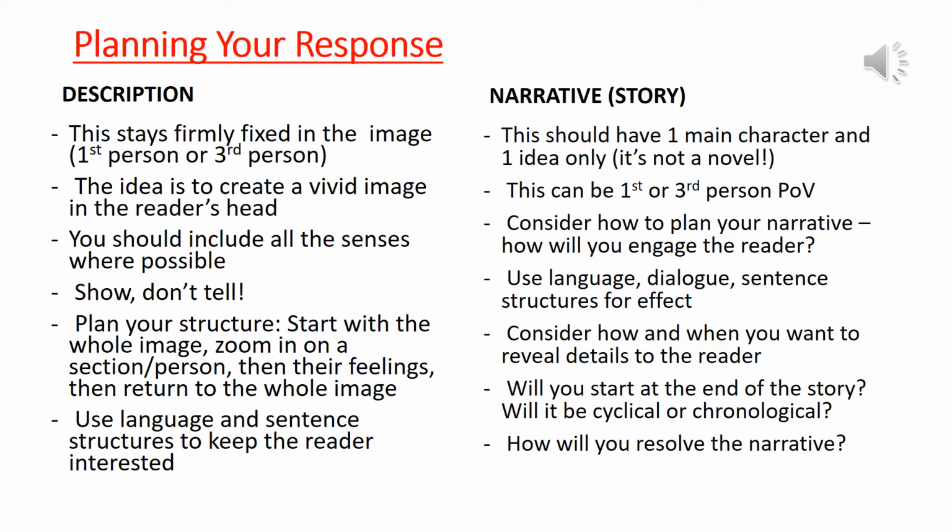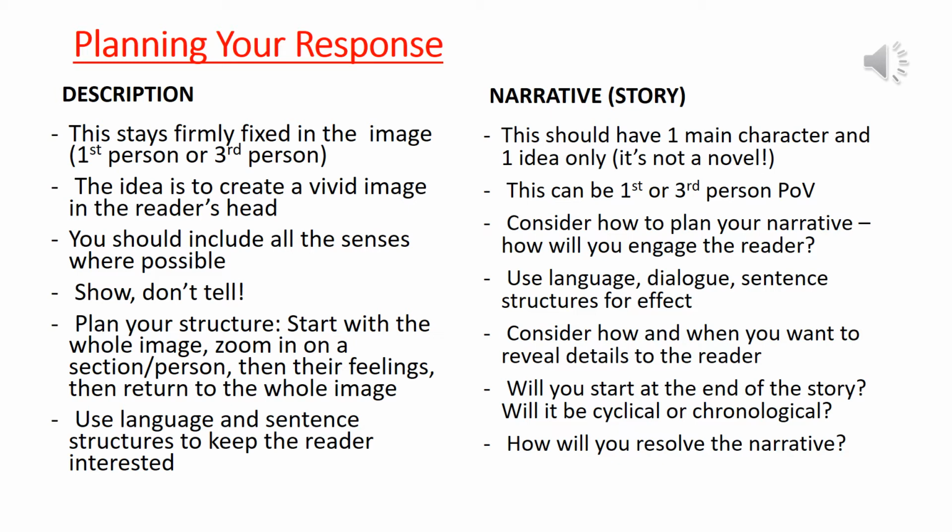So there are 6 bullet points. As I say each one, you will need to press the button on your mouse or your keypad to move that on. So the first bullet point: a description stays firmly fixed in the image, so you can't move backwards or forwards in time, not like a story where you can create what's happened the previous week, or you can move forward to the following year. A description stays in that particular picture. So if you choose a description, you've got to stay in that Trojan horse scene. You can't talk about what's happened previously in the war or what happens afterwards.